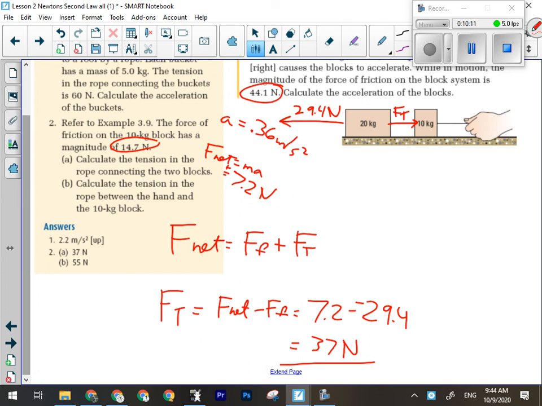So when you're doing the 20 kilogram box, you don't have to include the 55, the force that's on the hand? No, because that force is not directly acting on the 20 kilogram box, right?